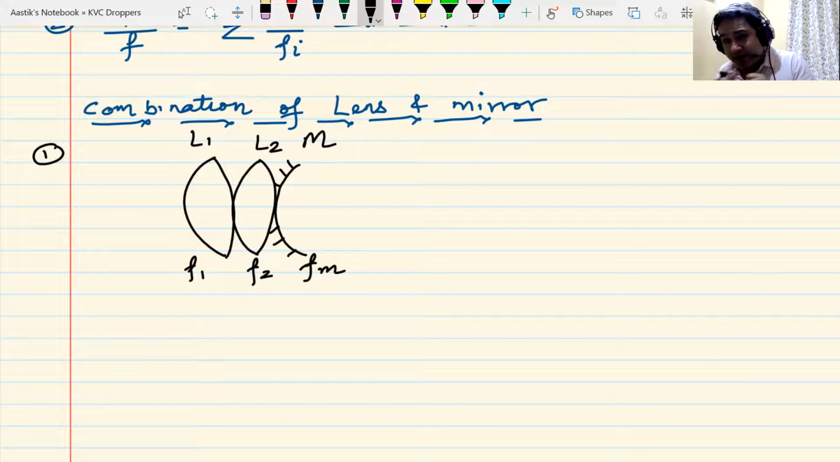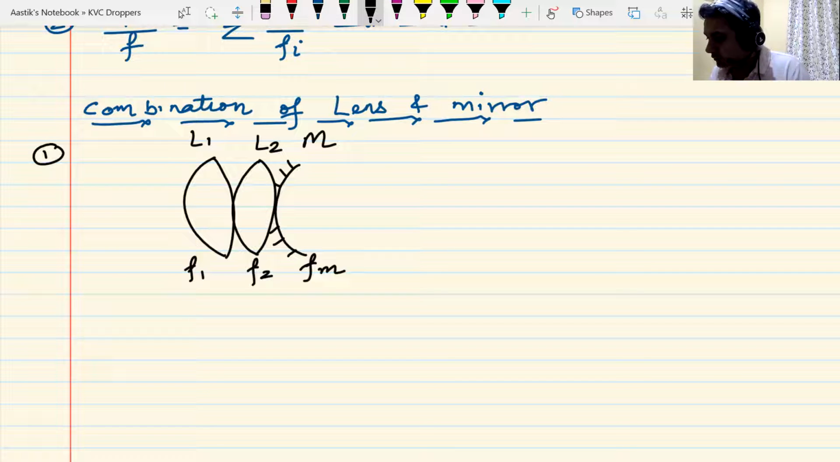And how do I find the focal length of the combination? I'll give you a minute to think about it. Give me the answer once you have thought. How will you get the focal length of this combination?